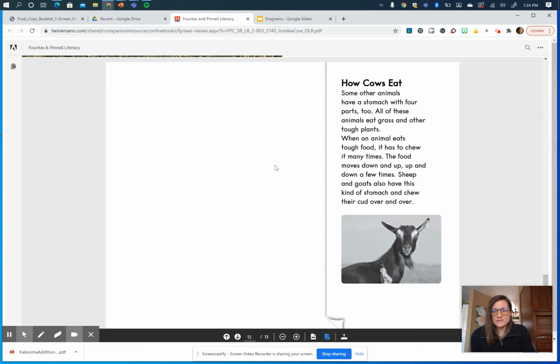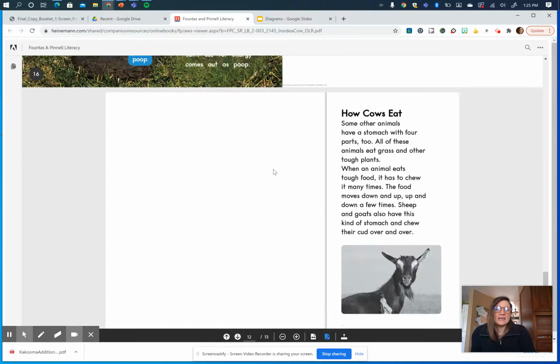It says, how cows eat. Some other animals have a stomach with 4 parts too. All of these animals eat grass and other tough plants. When an animal eats tough food, it has to chew it many times. The food moves down and up and down a few times. Sheep and goats also have this kind of stomach and chew their cud over and over. So that makes sense. It's so tough. They have to keep chewing it so that their body can digest it and get all the nutrients from it that it needs.